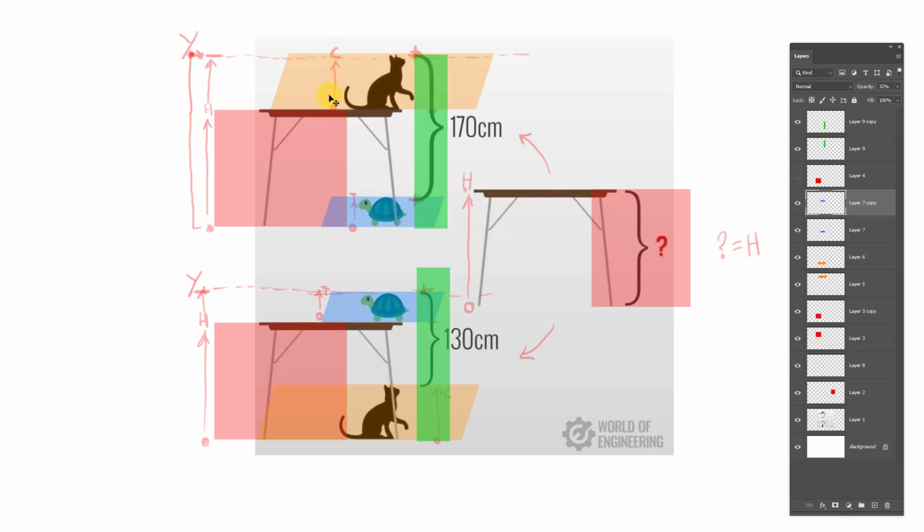We have 0 to cat. So the height of the table plus the cat is the height of the turtle plus 170 centimeters. The height of the table plus the turtle equals the height of the cat plus 130 centimeters. So let's write that out.